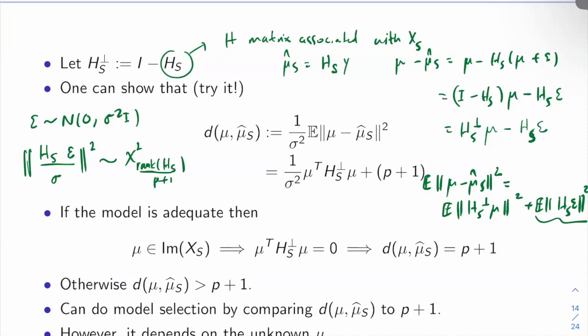Okay, and then the squared expectation is not there because it's constant. If you square this, using the property that HS perp is idempotent, you get the quadratic form Y transpose HS perp Y. Once I divide both sides by sigma squared, you get this term plus sigma squared plus p plus 1. Okay, so the calculation you should be able to do.